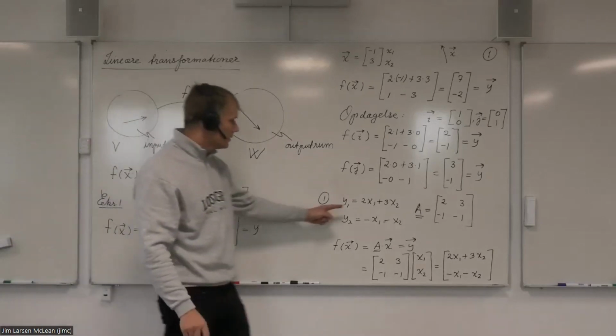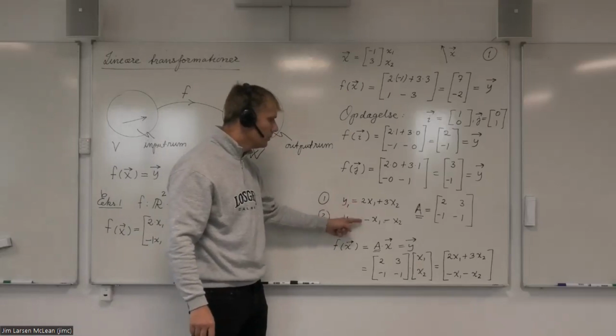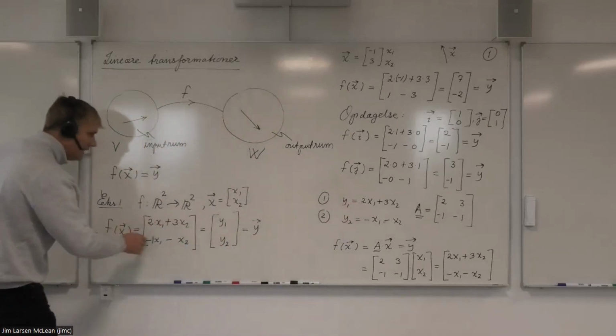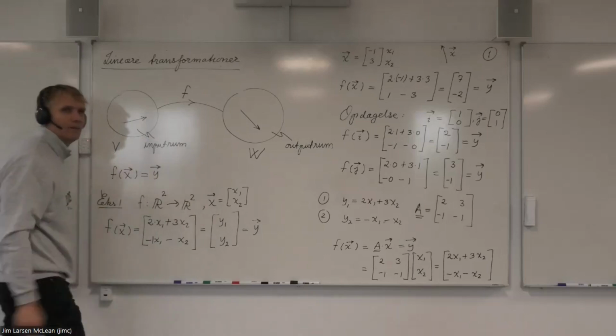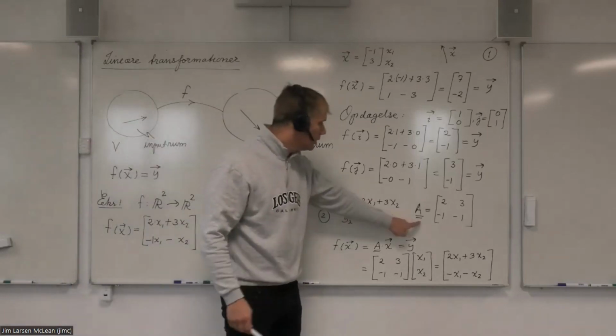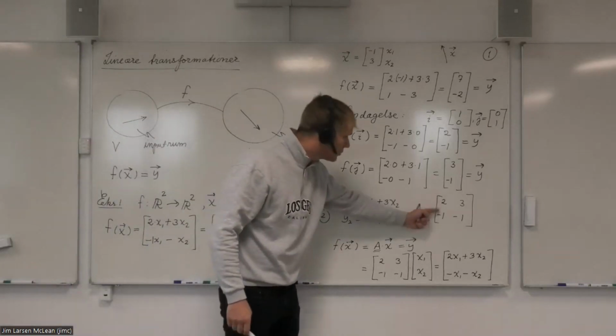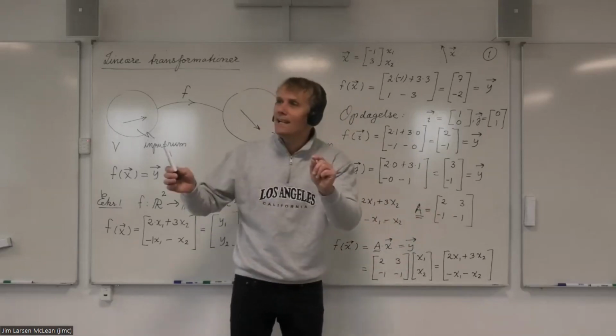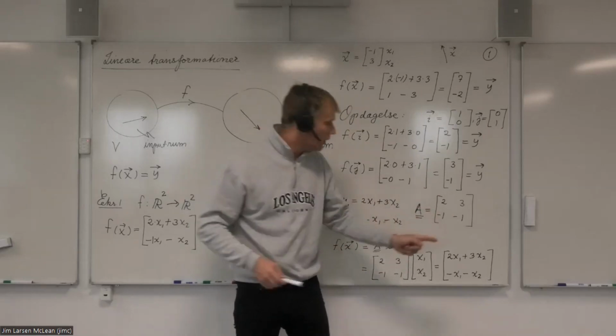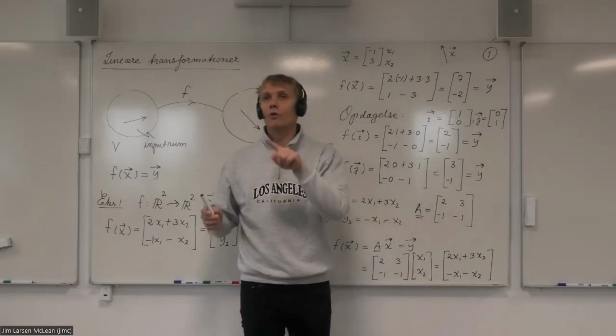You write out the two equations with two unknowns, which is actually written here as a vector equation. When you write it down, you get a coefficient matrix where the first column describes where the i unit vector lands, and the second column describes where the j unit vector lands.